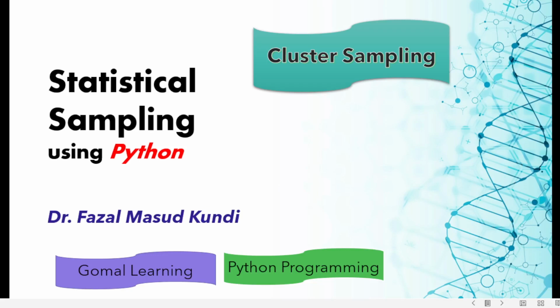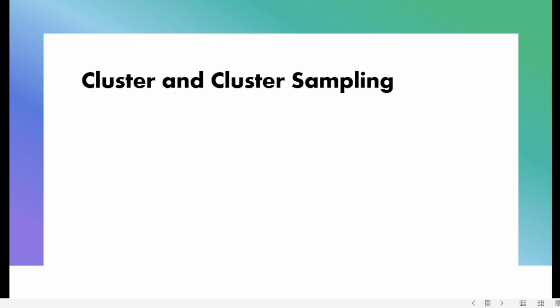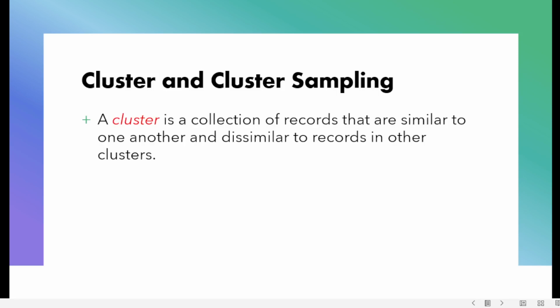Bismillah ar-Rahman ar-Rahim. This is the third and last lecture about statistical sampling, in which we will learn about cluster sampling. A cluster is a collection of records that are similar to one another and dissimilar to records in other clusters.